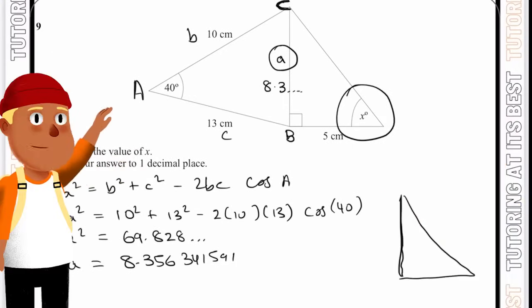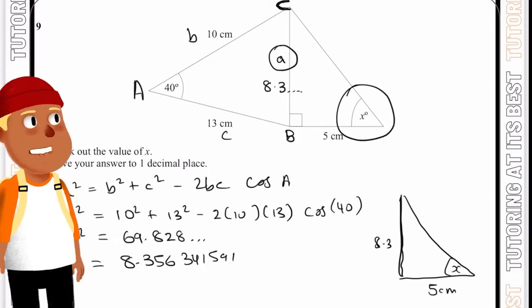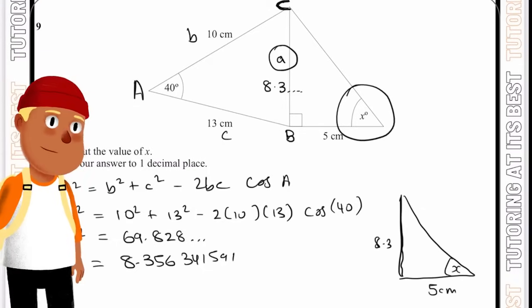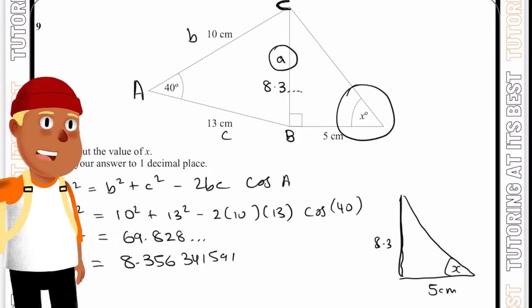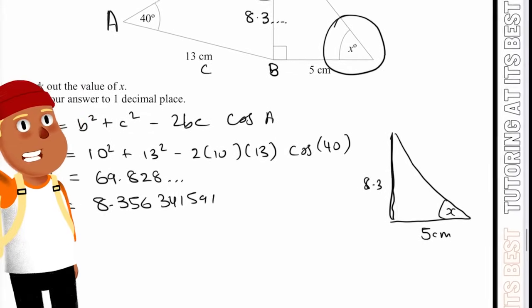So how do I know when to use trigonometry? Well, we have one side, we have an angle that we need to find. We have two sides now, which is 5 centimeters. We have our angle and 8.3. So using this, I'm then going to calculate my angle. So let's take a look.